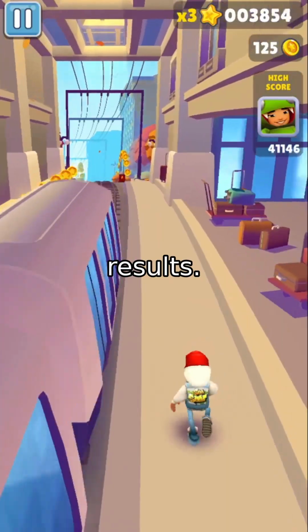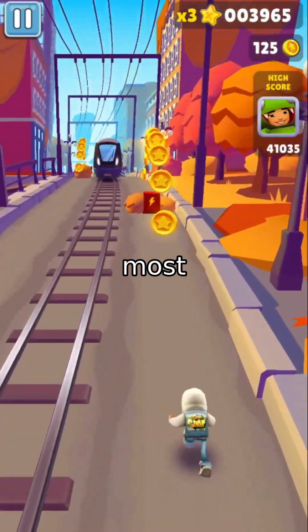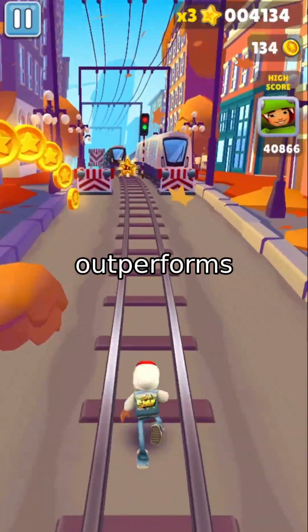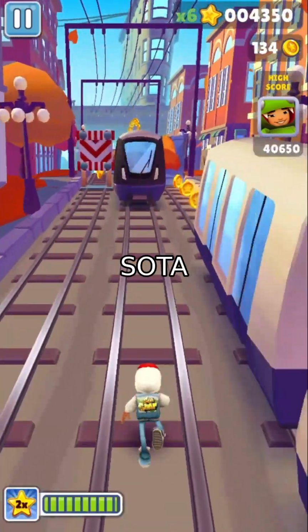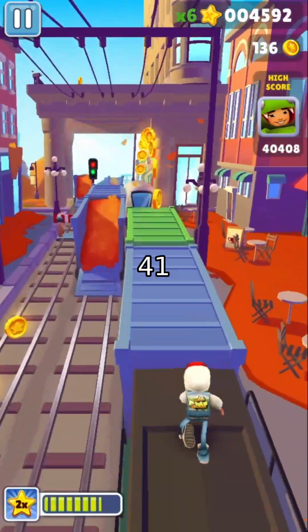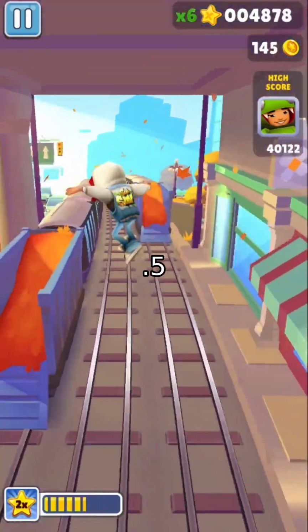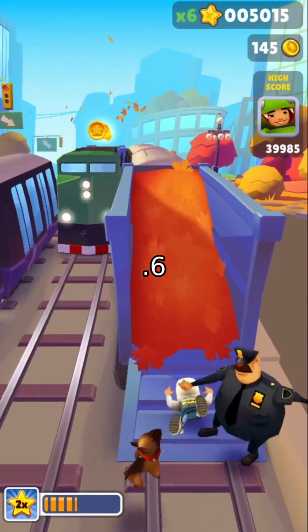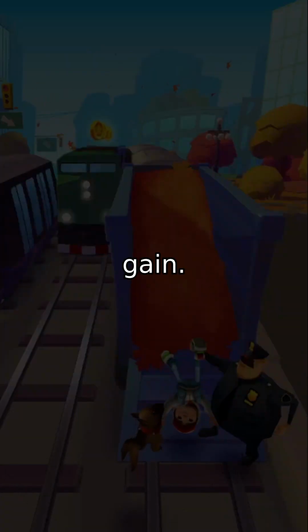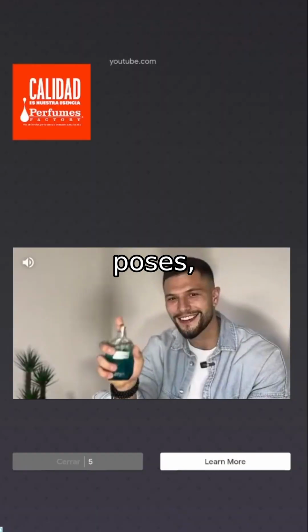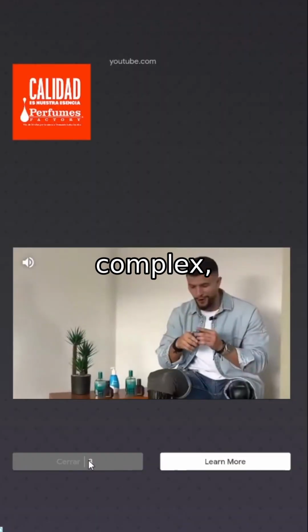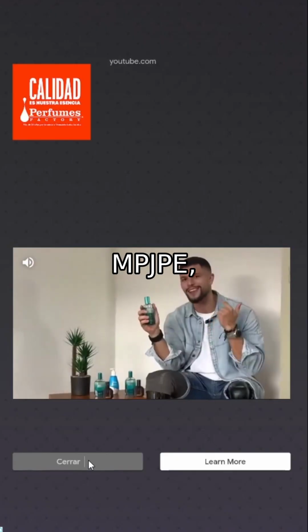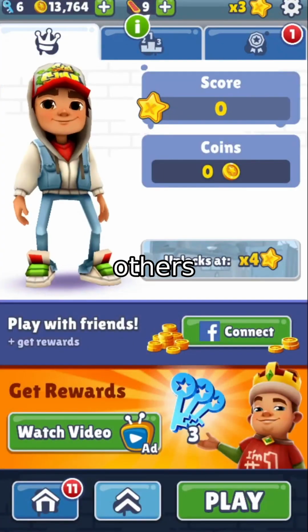Now let's talk results. On Human 3.6M, one of the most widely used benchmarks, FMPose outperforms all prior methods, including the current SOTA DiffPose. It achieves 41.7 MPJPE, a 2.5 improvement over DiffPose, and 30.6 MPJPE, a 1.5 gain. On the ambiguous poses, where joints are occluded or the pose is complex, FMPose improves by 7.6 MPJPE, showing it excels where others fail.